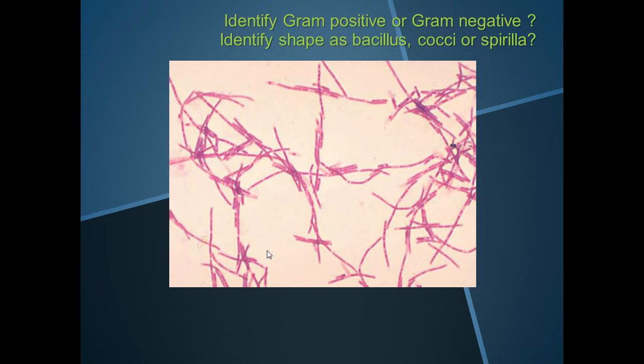Okay, now for some identification. Identify the photo as gram-positive or gram-negative, and then identify the shape of the bacteria as bacillus, cocci, or spirilla. This appears to be gram-negative because it's pink. And the shape of the bacteria is in a rod, which would make it a bacillus.